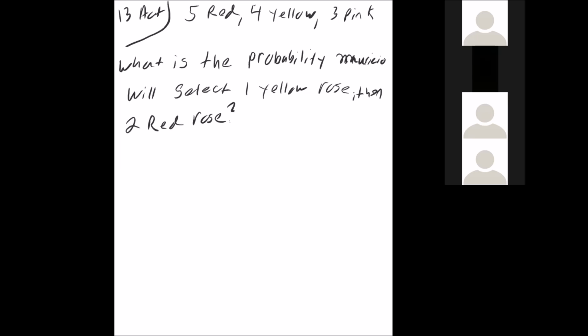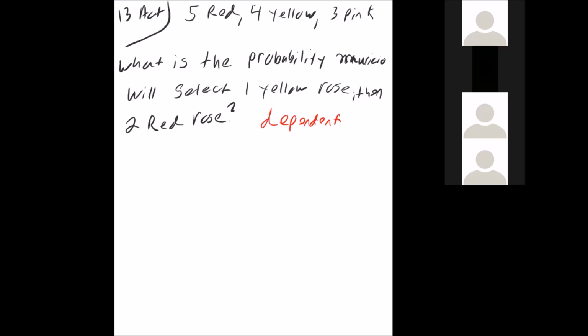Is this going to be independent or dependent? Definitely dependent. Why? Because the first selection changes the probability for the second and third one. All right, yeah, you're on the right track there. Once I've chosen that first rose, because I'm not replacing it, I'm keeping it for the arrangement, it is going to affect the others. So since there is no replacement here, it's going to be dependent. So what's the probability of the one yellow rose?